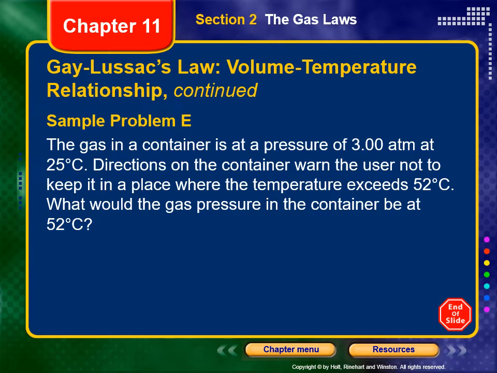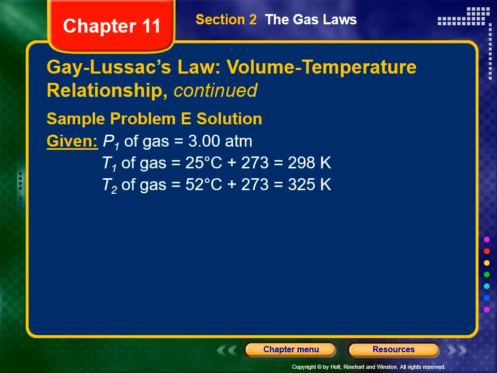The first thing I'm going to do is take that 25 degrees C and that 52 degrees C, add 273 to both of them, and change them to Kelvin immediately before I do anything else. And now we have an initial pressure of 3 atmospheres, an initial temperature of 298 Kelvin, and a final temperature of 325 Kelvin.